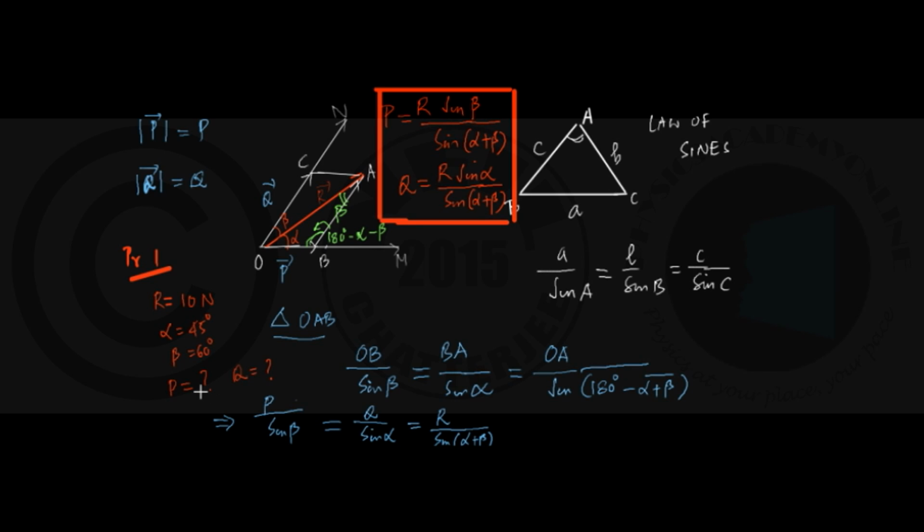So I shall give you the answer of this question sometime later, but first of all let me give you the problem. Once again, R was given as 10 Newton, alpha was 45 degree, beta 60 degree. Find the value of P and Q. This ready-made formula is there for you in the red box. Apply that and confirm the results given in due course.